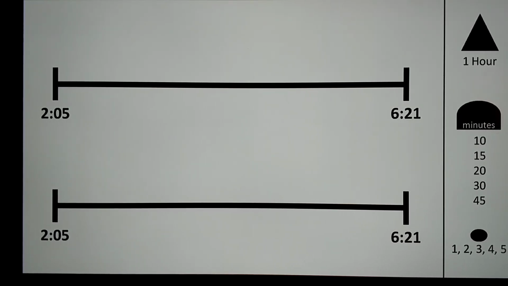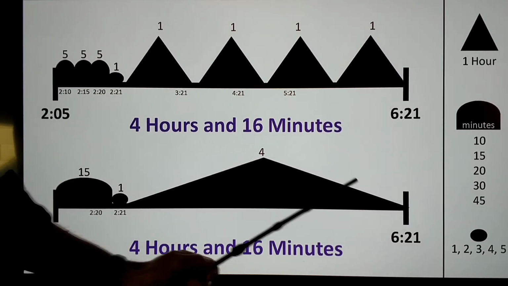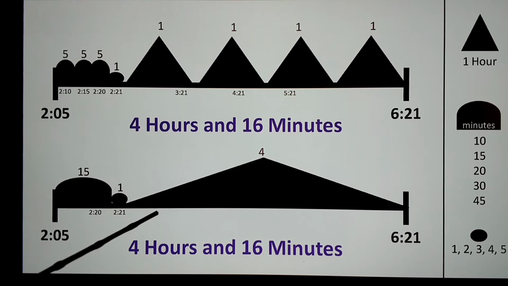Okay, we're back and ready for the answer. So the first one, I counted by 5s, and then I needed 1 extra minute to get to 21 and 21. Then I did my hours. On the bottom I counted by 15 to get to 20, because 15 plus 5 equals 20. Added 1 more minute. And then instead of doing 4 individual mountains for my hours, I just did 1 large mountain.